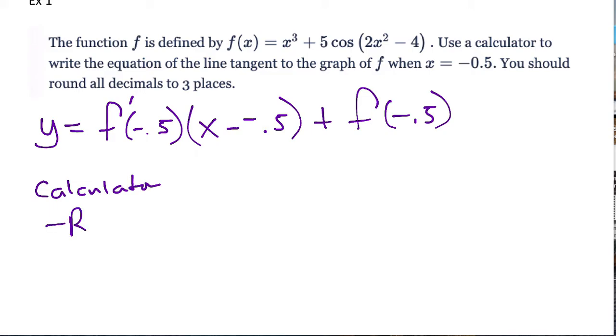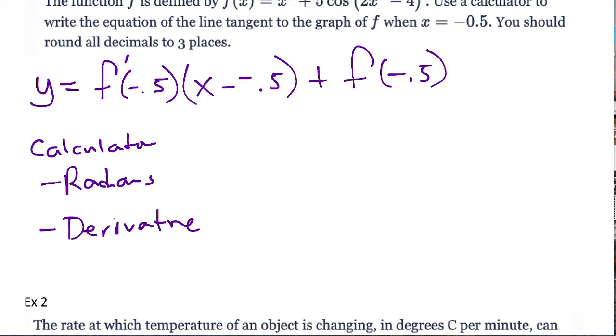It needs to be in radians. Okay, so I think we already converted them to radians. Remember, for the derivative, you use, let me grab my calculator, make sure I tell you exactly.